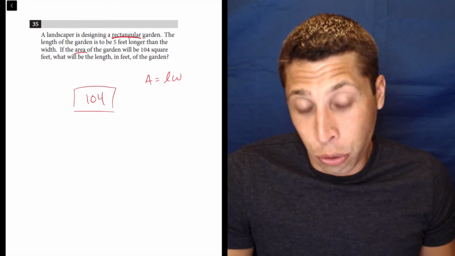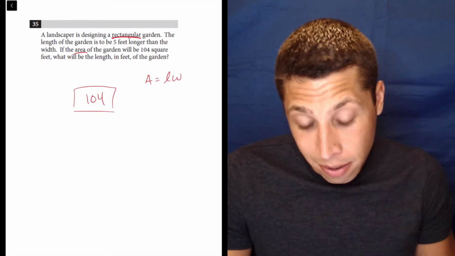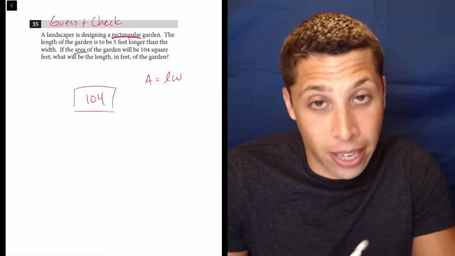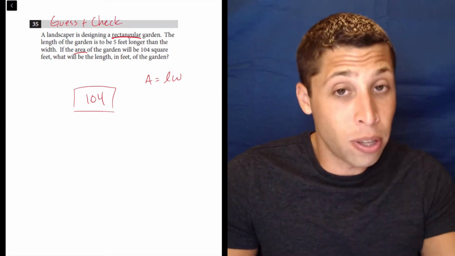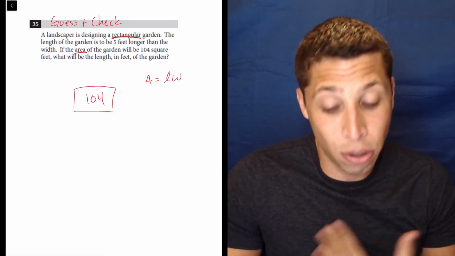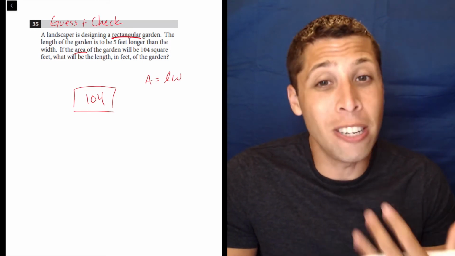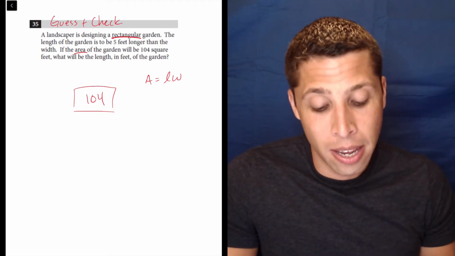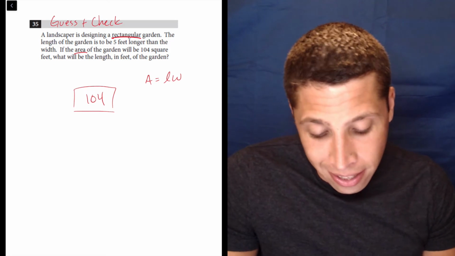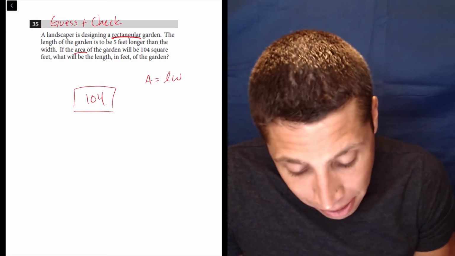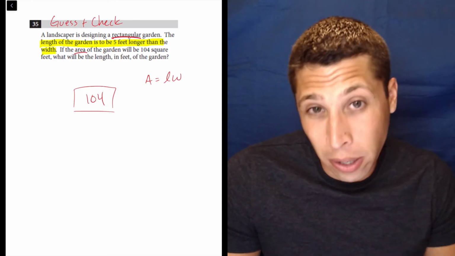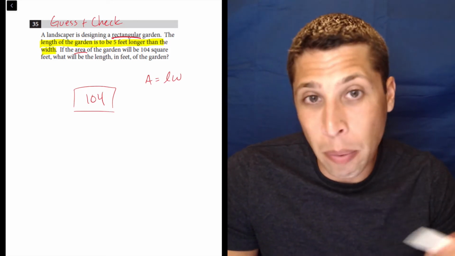Now, we don't have answer choices, but at least for me, I learned how to guess and check way back in elementary school. I learned how to do that without any answer choices. It was just like pick a number and kind of test it out. And so we're going to do that here because I think that's much easier than dealing with the algebra. We can just pick some values, right? So we need the length. The key piece here is the length is 5 feet longer than the width. So 104, kind of a random number, but it doesn't matter. We don't need to be perfect here.